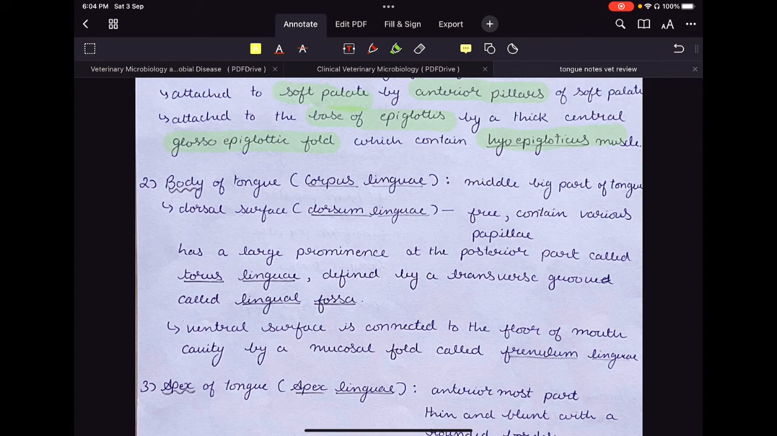So it is the middle big part of the tongue which forms the bulk. It has two surfaces, dorsal surface and ventral surface. The dorsal surface is free. It contains various papillae and has a large prominence at the posterior part called the torus linguae, and it is defined by a transverse groove called the lingual fossa. So the important points being torus linguae and lingual fossa.